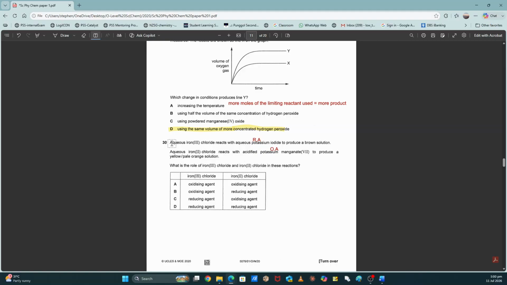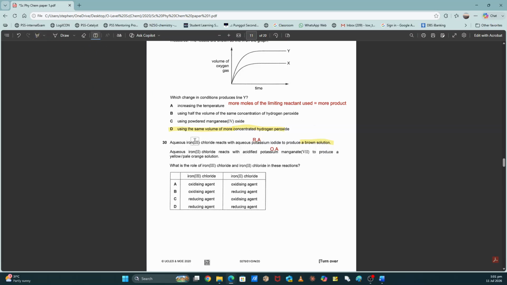So let me see. This one reacts with this one and produces a brown solution. A brown solution simply means iodine is formed. That means there is a reaction over here. So this must be an OA because only OA will react with RA. Can you get it? Because a brown solution means a reaction has formed, and in order for a reaction to form, OA must react with RA.